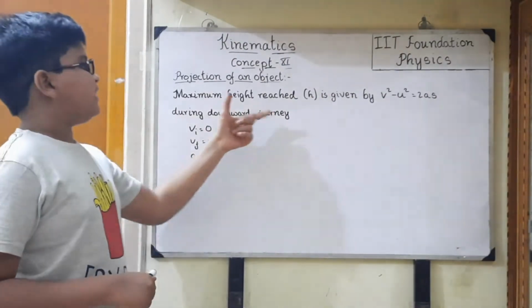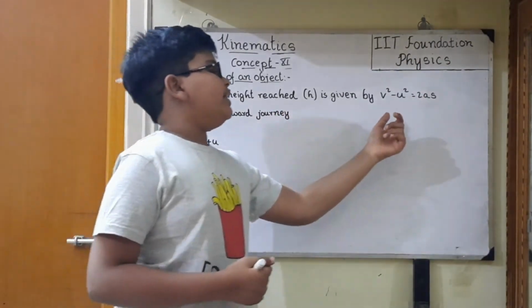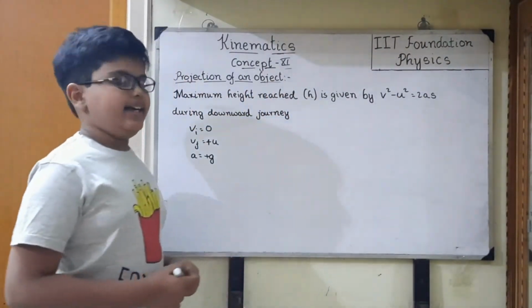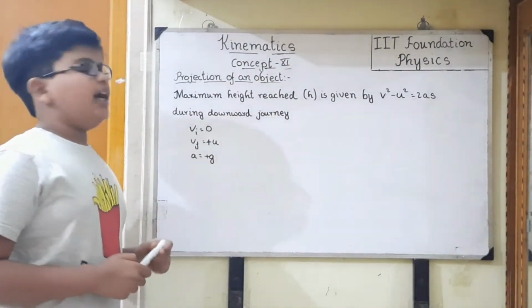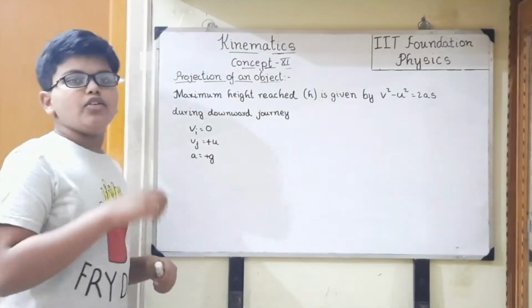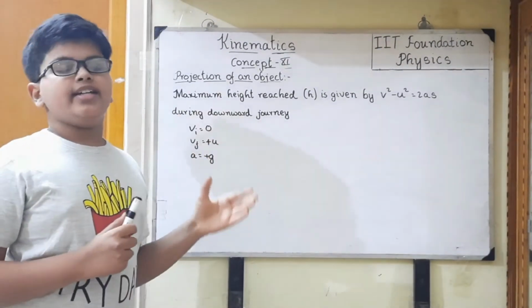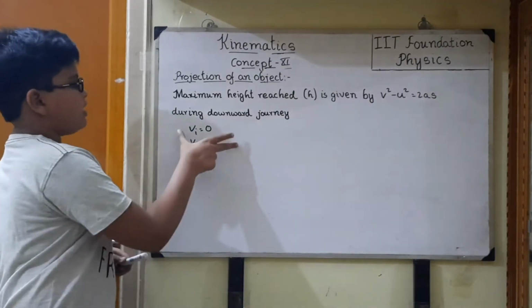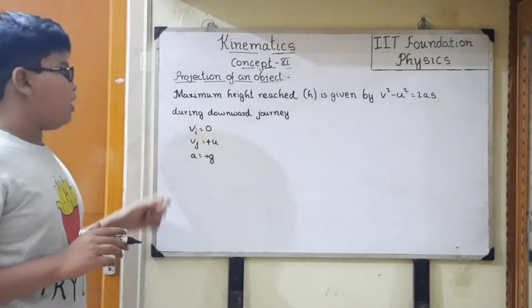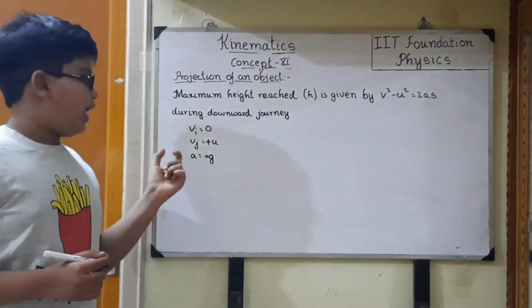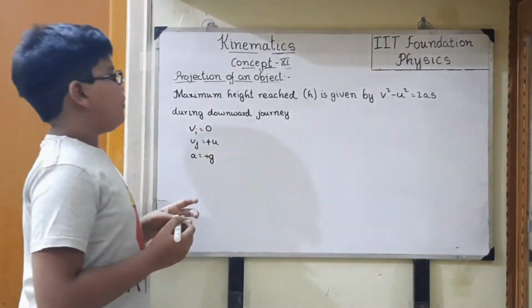Next we will calculate the maximum height reached. Maximum height reached h is given by v square minus u square is equal to 2as. We know that maximum height reached is equal to the total displacement covered by the body. So let's calculate the maximum height reached for the downward journey, because for the upward journey it is a bit harder. Initial velocity of the downward journey is 0, final velocity is plus u, and acceleration is plus g.